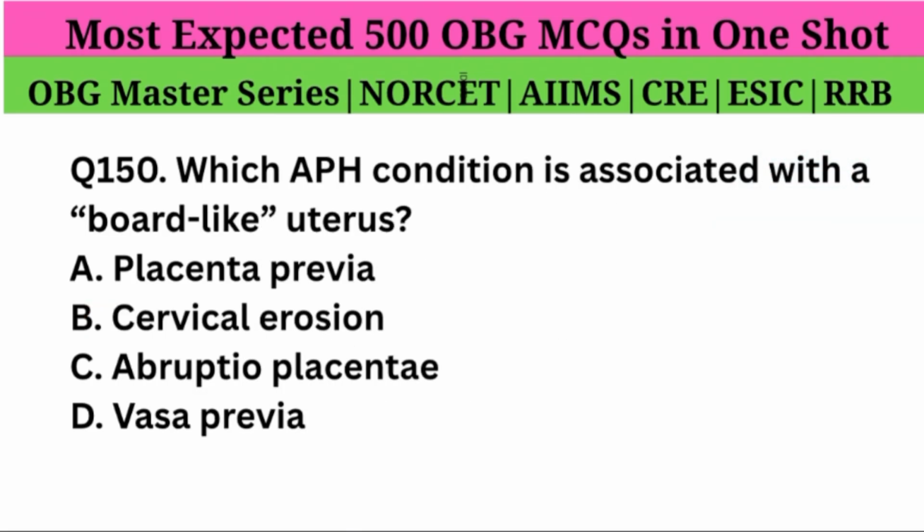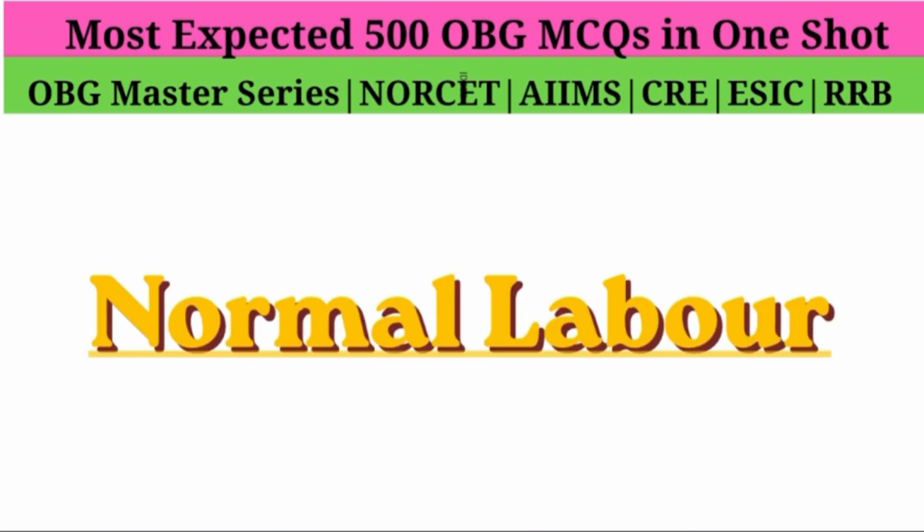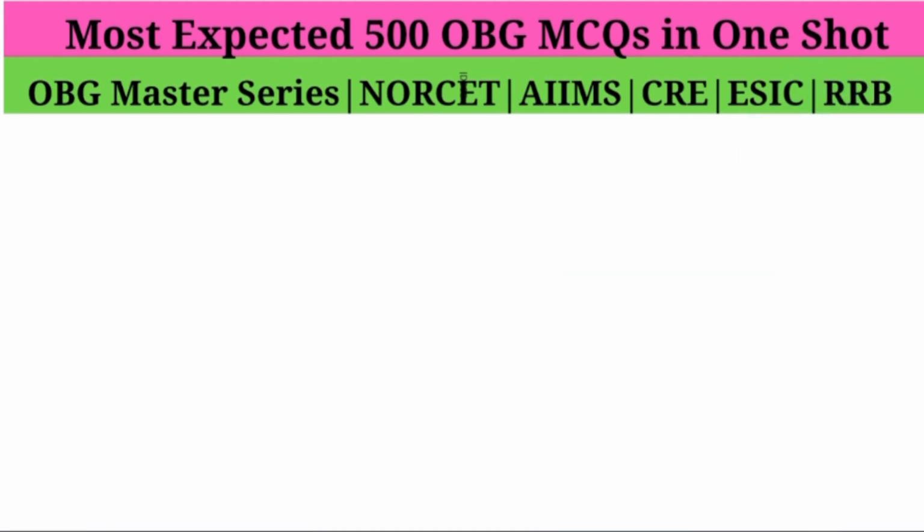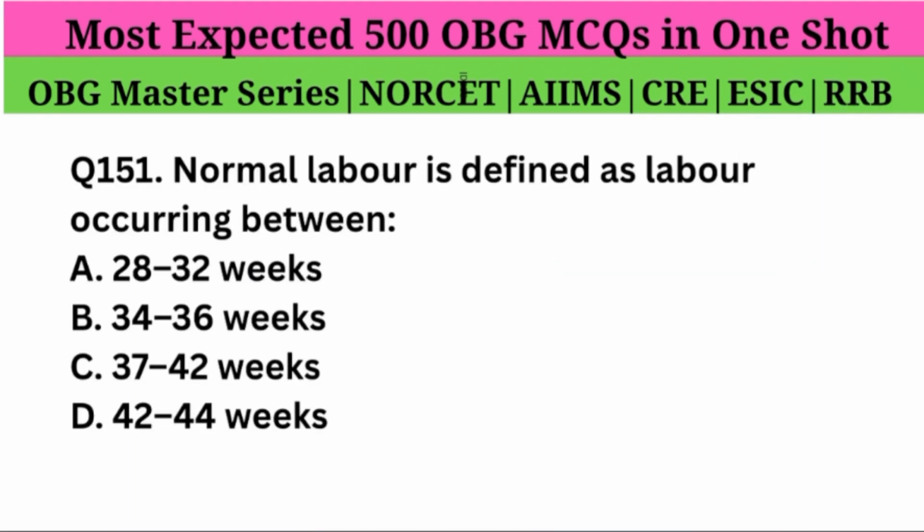Next question. Which APH condition is associated with a board-like uterus? Your correct option is option C, abruptio placentae. Next important topic is normal labor. First question. Normal labor is defined as labor occurring between. Your correct option is option C, 37 to 42 weeks.